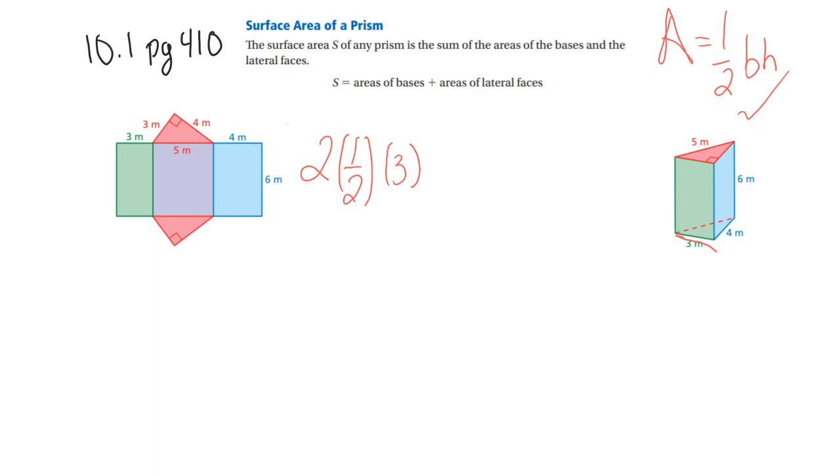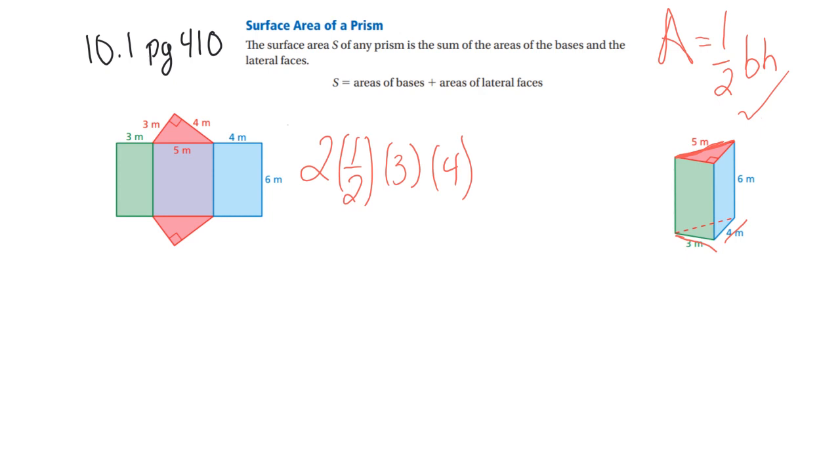And our height right here is 4. Now I know you might have seen the 5 up here. That's not our height, that's the slant. Remember when you're trying to figure out the base and the height, imagine that you have it sitting straight up, right? So if we were to sit it straight up and 3 was the base, 4 would be the height, not the 5. All right, so that's the area of our bases.